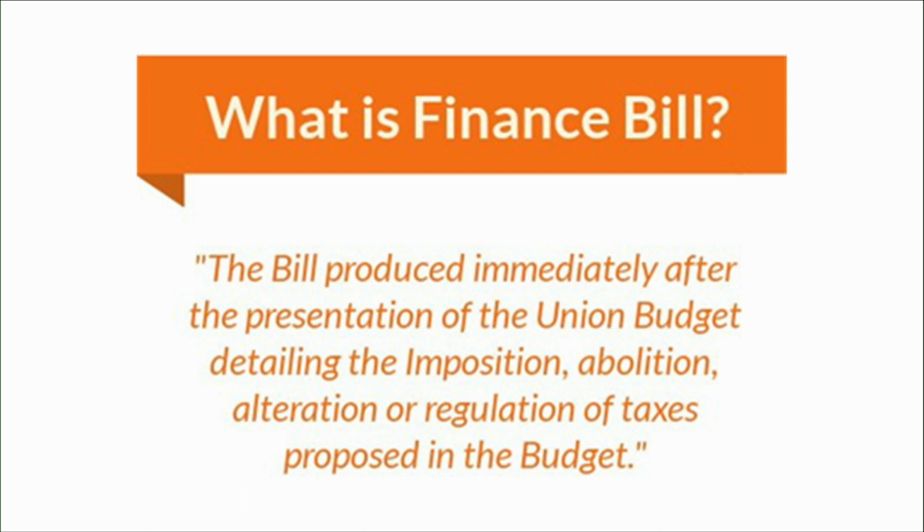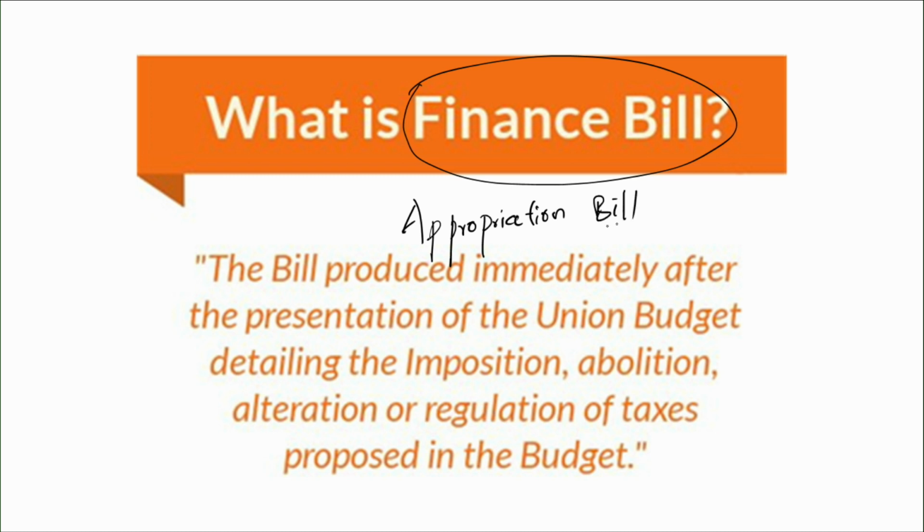Ideally, the budget, or the annual financial statement, consists of two different bills. One is a finance bill, the other is an appropriation bill. Now let us look at what a finance bill is. The bill produced immediately after the presentation of the union budget, detailing the imposition, abolition, alteration or regulation of taxes proposed in the budget. So in fact, if you look at the entire budget, it does consist of these statements.